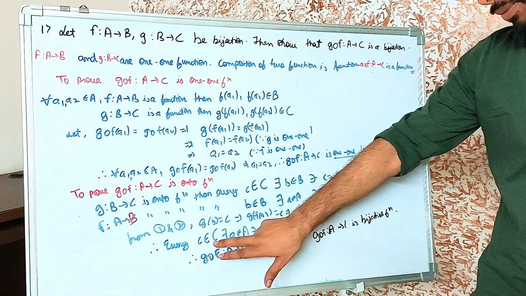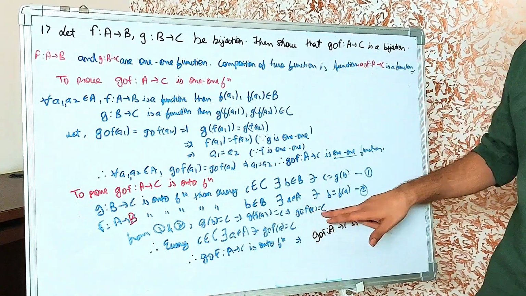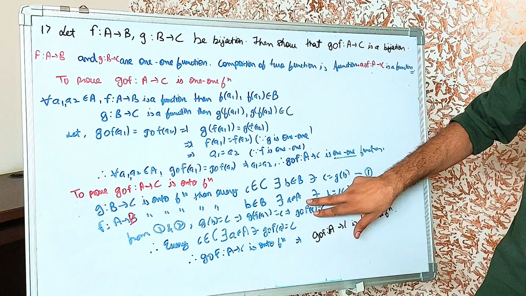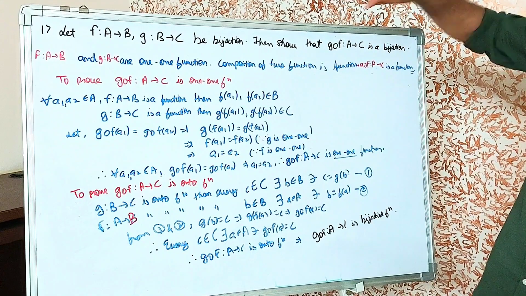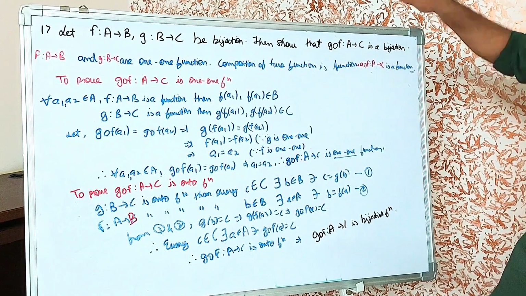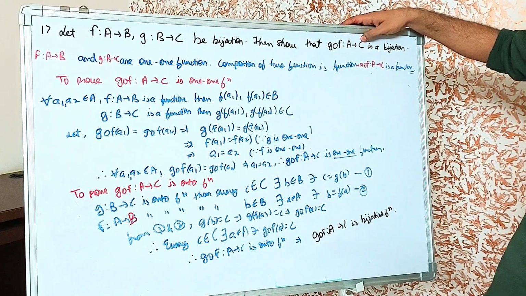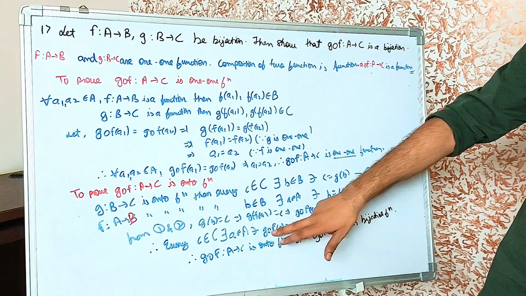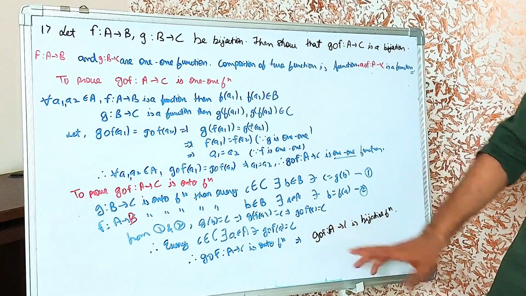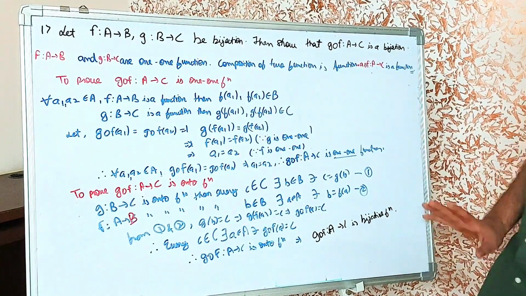So what we can write? For every c belongs to C, now g o f of a is c. So consider this g o f of a is c means for every c, there exists a belongs to A, such that g o f of a is c, then it is an onto function. Very easily, I will explain now.